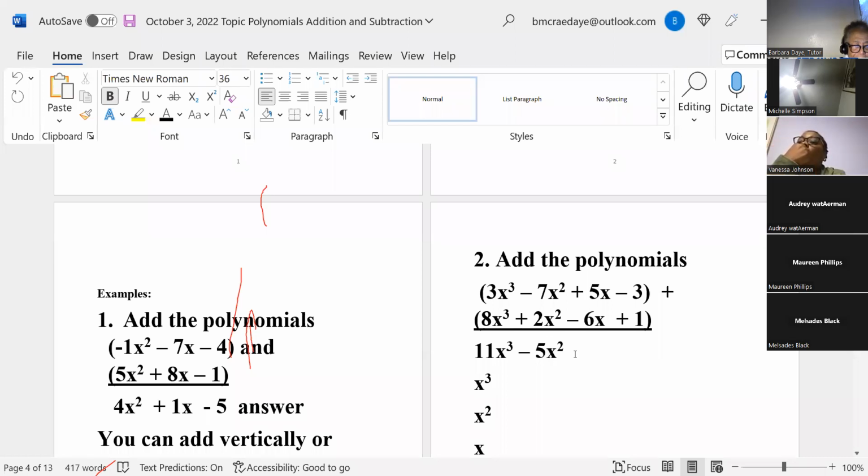Plus 5x and a minus 6x. Now, what's that? Remember that. Tell her why, Vanessa. Subtract. Because the negative is larger than the positive.